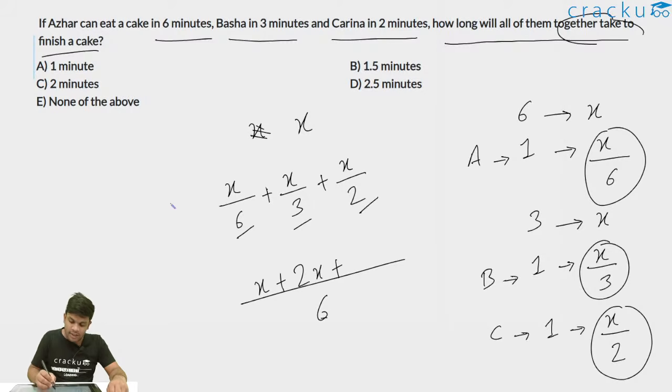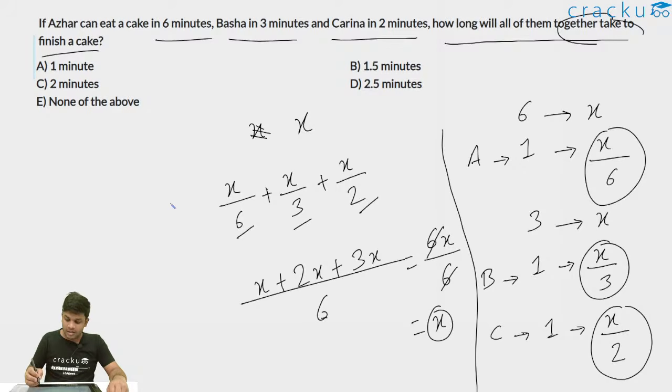Now for the last one, the denominator is 2 and we have to make it 6, so we have to multiply the denominator by 3. When we multiply the denominator by 3, it will be multiplied to the numerator as well, so it will be 3x. Now if you add it, 3x plus 2x plus x is nothing but 6x divided by 6. 6 and 6 will cancel out, and you will get x.